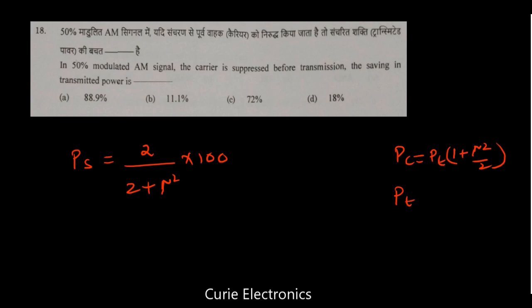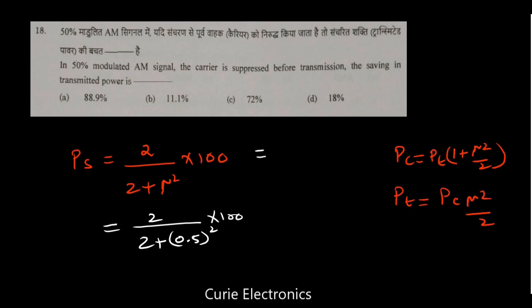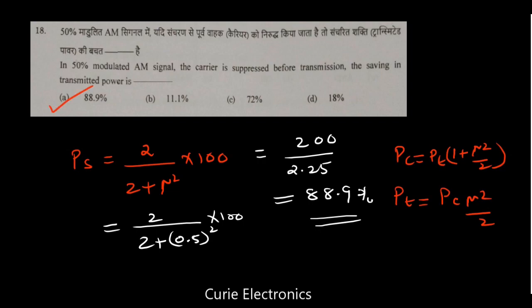So if the carrier is suppressed, then what is the equation? PT equal to PC into mu square upon 2. From this we can find out, but the easy equation is the direct one, 2 upon 2 plus mu square multiplied by 100. So 2 upon 2 plus 0.5 whole square multiplied by 100 equals 200 upon 2.25, which gives 88.9%. So the right answer is option A.